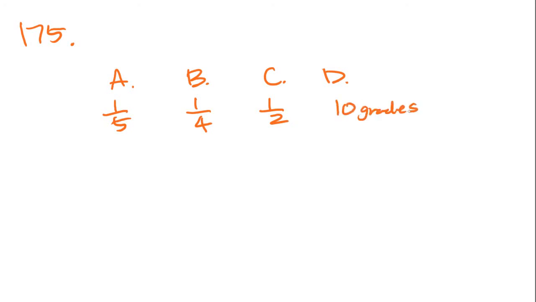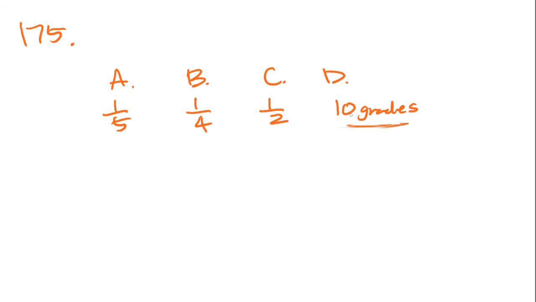Number 175 says, of the grades received by students in a certain math course, we have A's, B's, C's, and D's, and they said that a fifth of the class got A's, a fourth got B's, half of them got C's, and the remaining grades were 10 D's. This is the only solid number they give us. The rest of these are ratios.